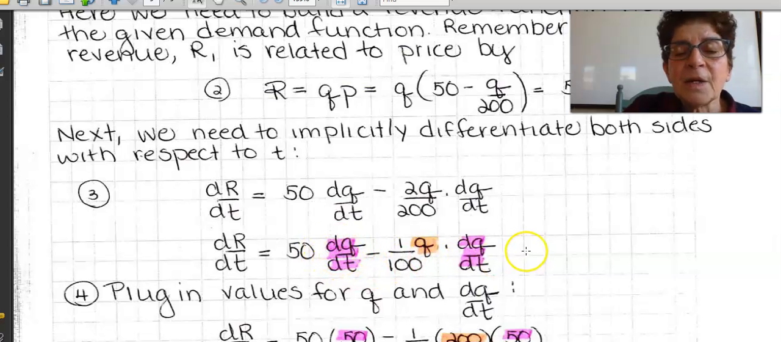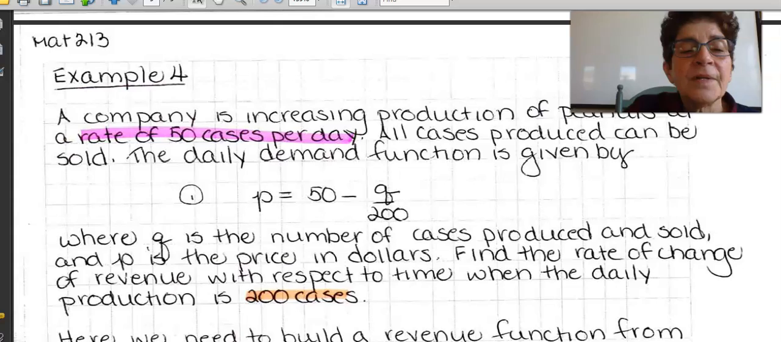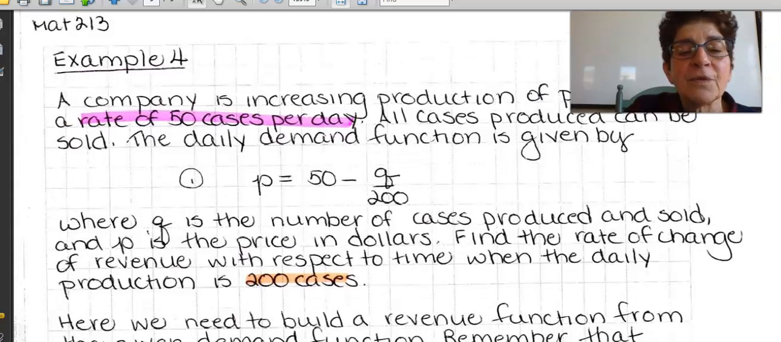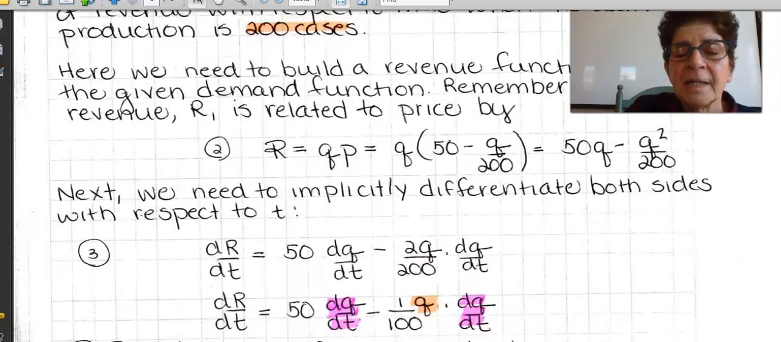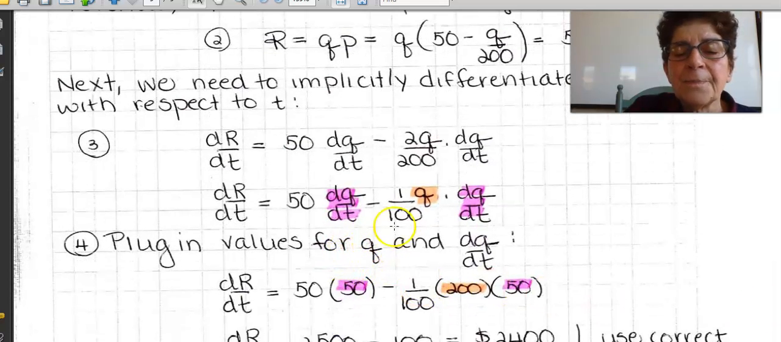I'm highlighting the quantities that I'm going to plug in given values for. I was given that dQ/dt is going to be the rate of change of production. Again, if you go back to the beginning of the problem, you can say they're increasing their production at the rate of 50 cases per day. So I'm putting in 50 for dQ/dt, and my Q value was when my production was at 200 cases per day. So I'm putting in all of the given values.